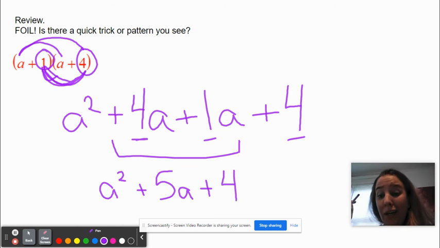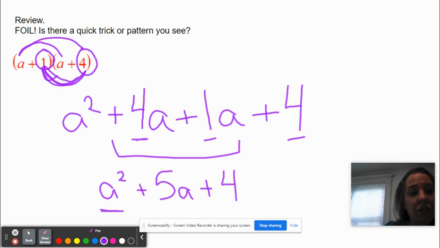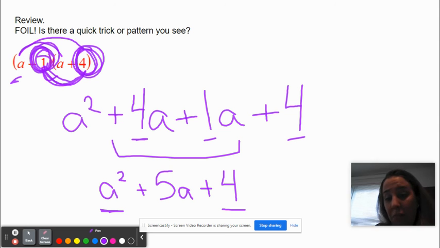So sort of a quick trick is the first term is just the a squared. The middle term is you're taking this number, and adding it. And the last number comes from you're taking this number, and multiplying it. Let's take a look at what that looks like in backwards FOIL.